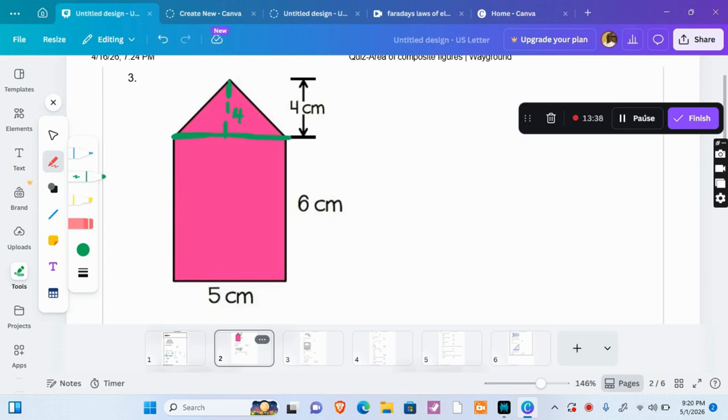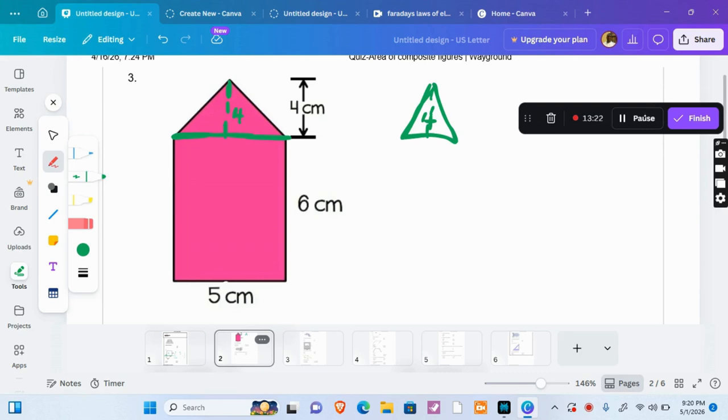Right? This is a rectangle. So if you bring out this triangle that is found in this shape, this is what we're going to have. The height is 4 centimeters. And then what will be the base?